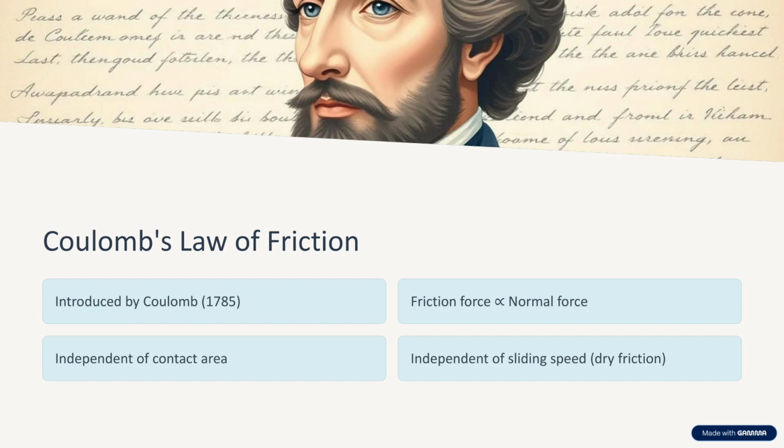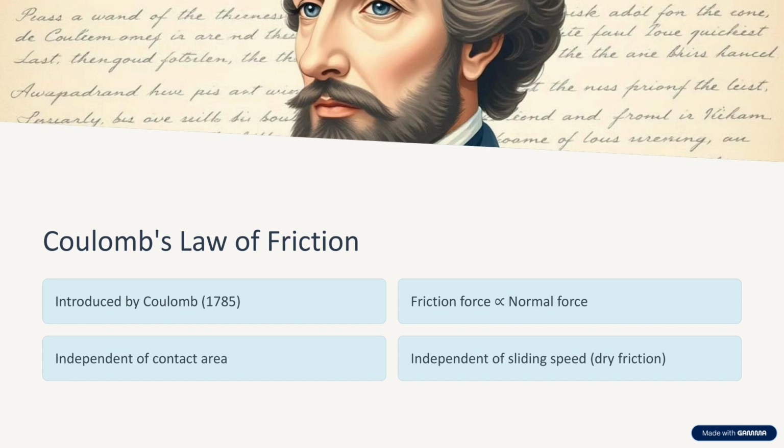Then we are heading to the next point. Friction force is directly proportional to the normal force, in which the force of friction F is directly proportional to the normal reaction force N. Mathematically, F equals mu N, where mu is the coefficient of friction and N is the force perpendicular to the surface in contact.